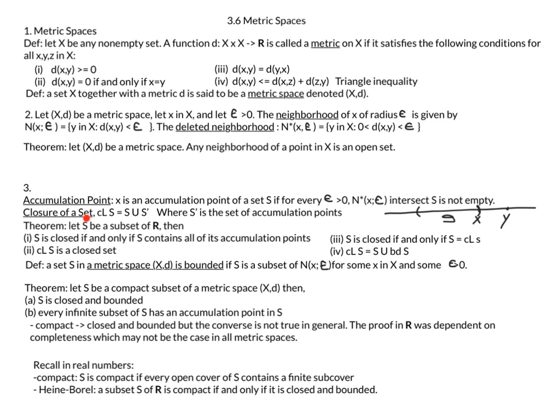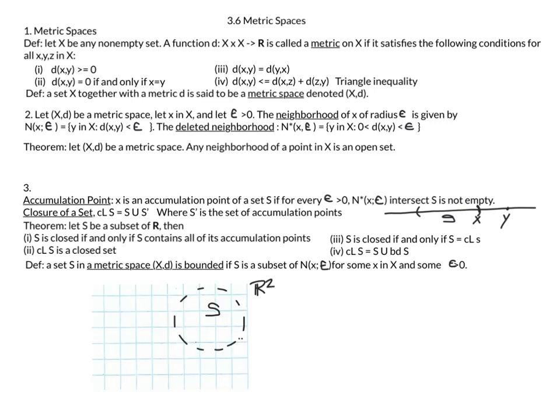We also had the closure of a set S. The closure of S is equal to S plus S prime, where S prime is its set of accumulation points. We have this theorem for the real numbers, but some of the things are going to be a little different now for our metric space. We are going to start with the definition of a bounded set S in a metric space.